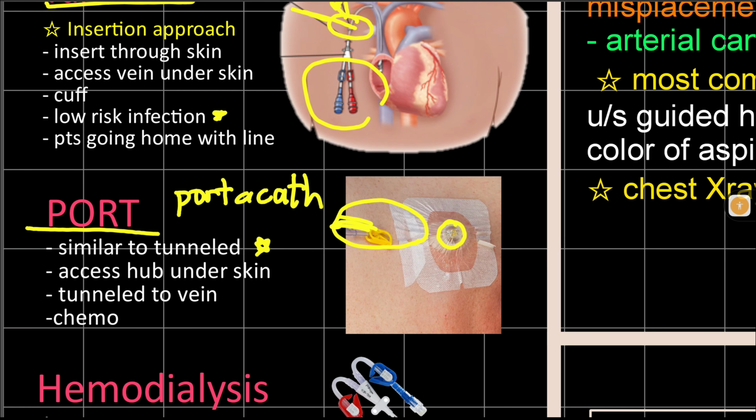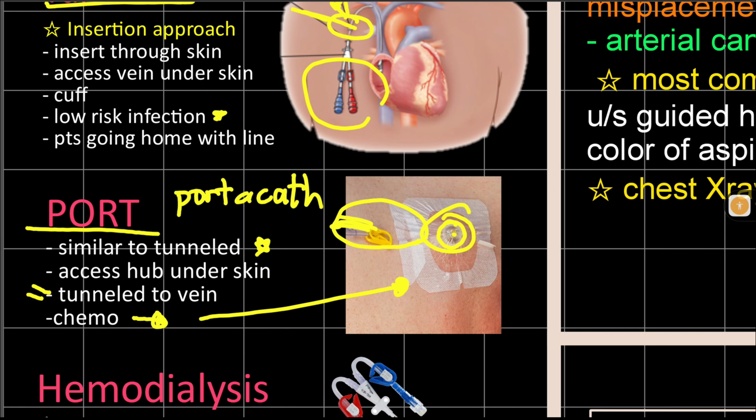Now, this accesses a hub under the skin and tunneled to the vein. This is normally given to patients, like I said earlier, long-term chemotherapy patients. You will normally see portacat, and I've actually had experience inserting a portacat. This is a device almost as big as a 5 piso coin. Circular, definitely not flat, it's like a convex. You will feel it, and you normally puncture it in the middle where you insert the needle.